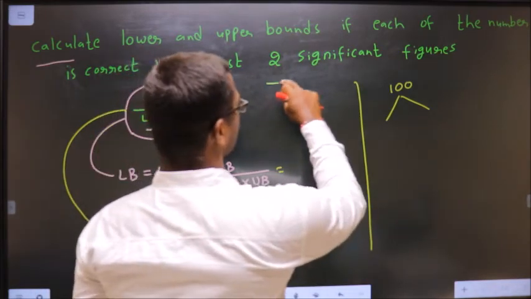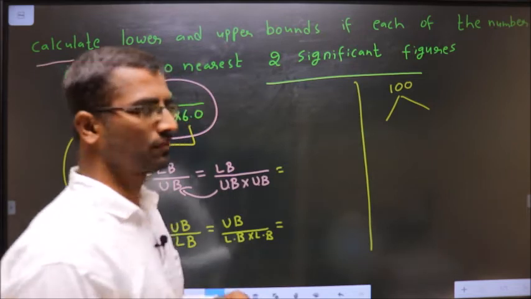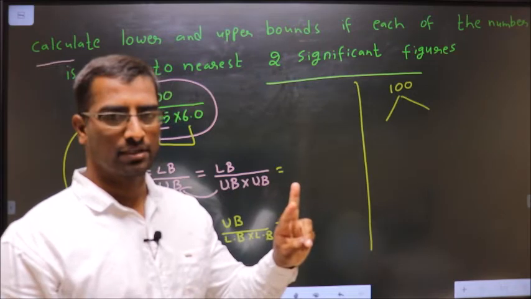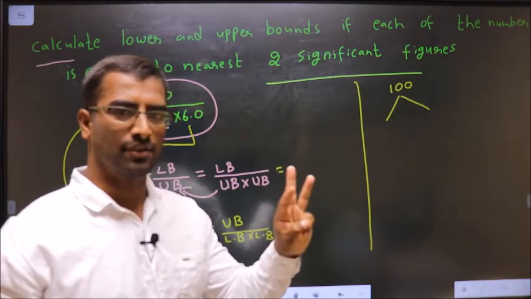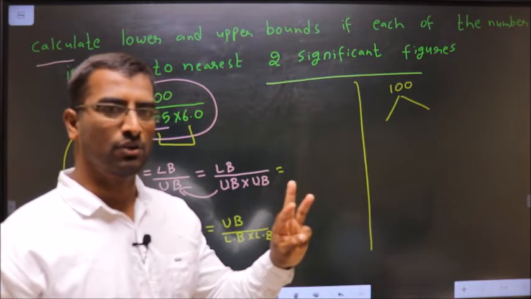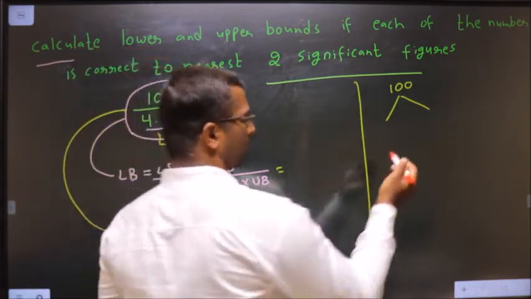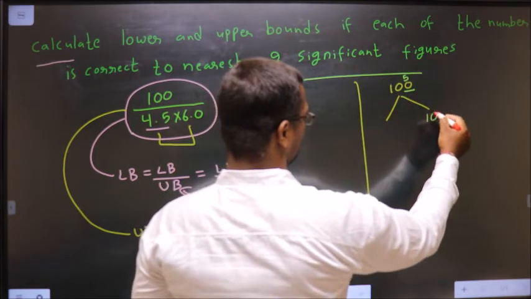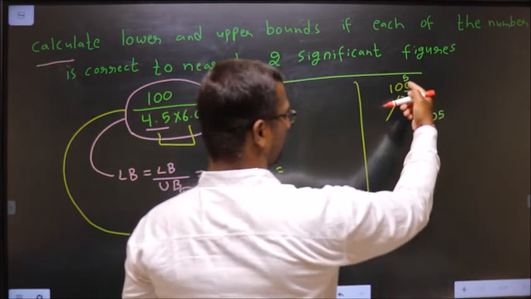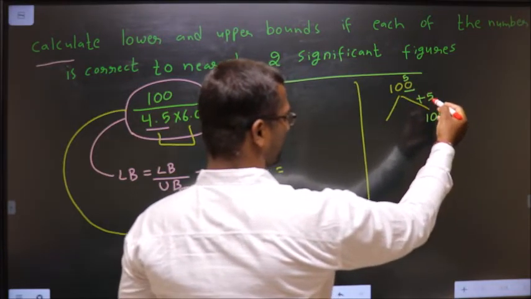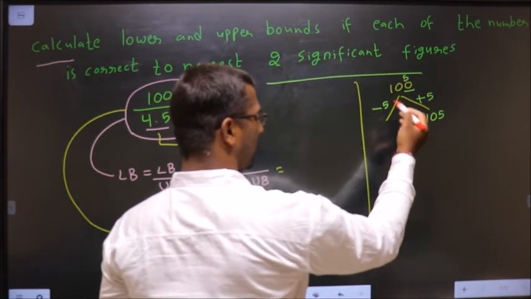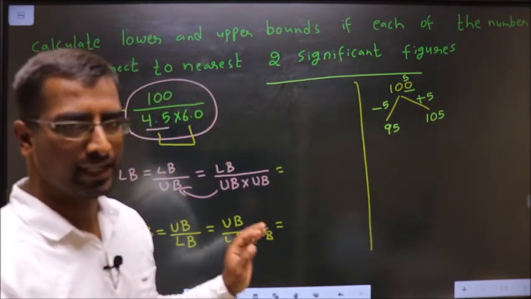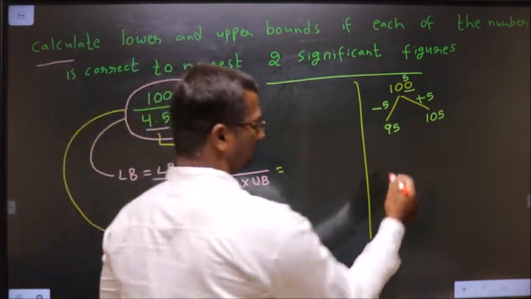It's correct to the nearest two significant figures. That means earlier there were 3 which got corrected to 2 significant figures. So now you should make it back to 3 significant figures. Clear? And how do you do that? See here. To make this 3 significant figures, here it has to be 5. Accepted? Yes. So to get 5 over here, I should add 5. So whenever I am adding 5, I should also subtract 5. I get 95. Clear?